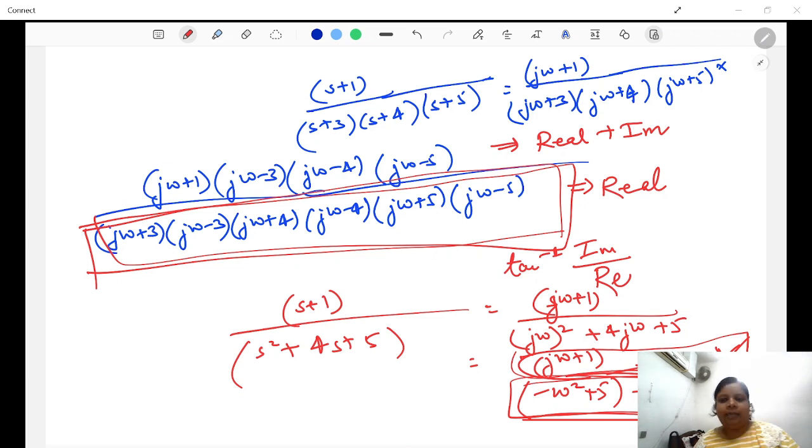So whatever you get, don't restrict it to s plus 1 and 1 upon s plus 1. Convert it into j omega format. Remove the things from the denominator by multiplying with the conjugates and find what is the angle that you are getting from the numerator in terms of tan inverse imaginary upon real. That's it. You'll always get the angle. I hope this makes sense. Or any other further doubt? Okay.